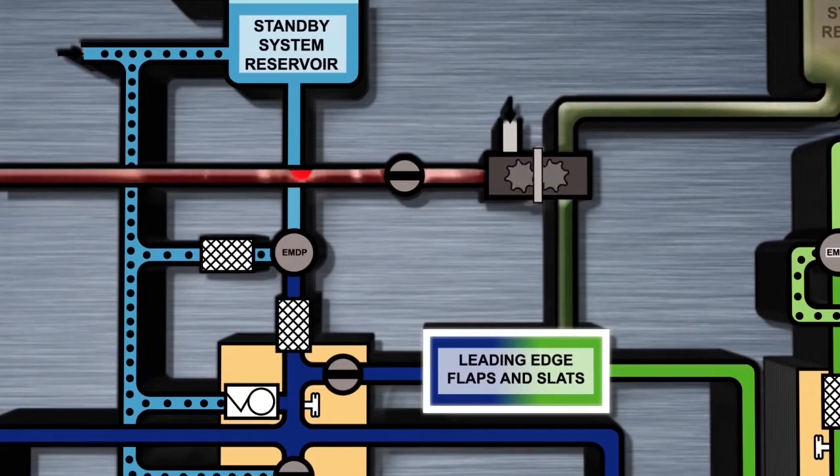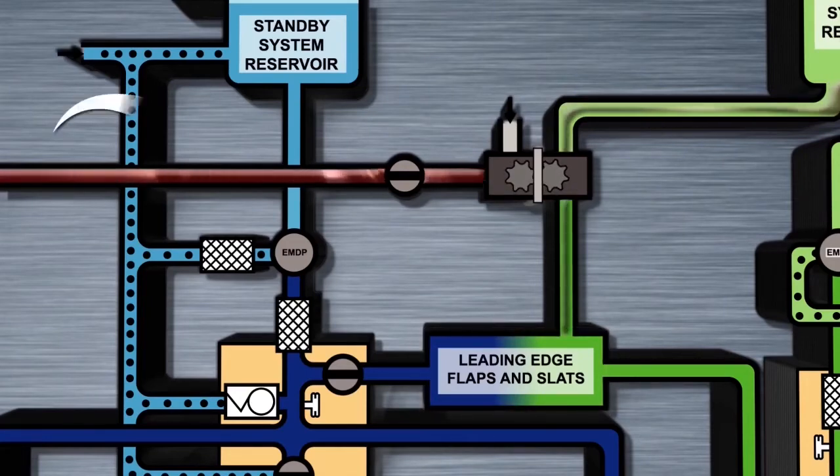Note that the PTU is only augmenting the pressure supplied by System B to the leading edge devices. It therefore cannot work if fluid quantity in System B is too low, or for that matter, if pressure in System A is too low.